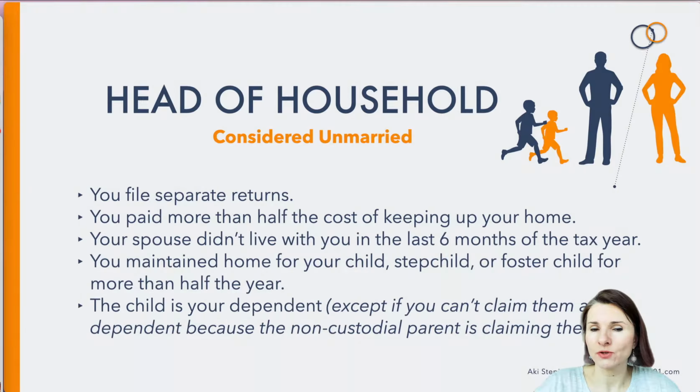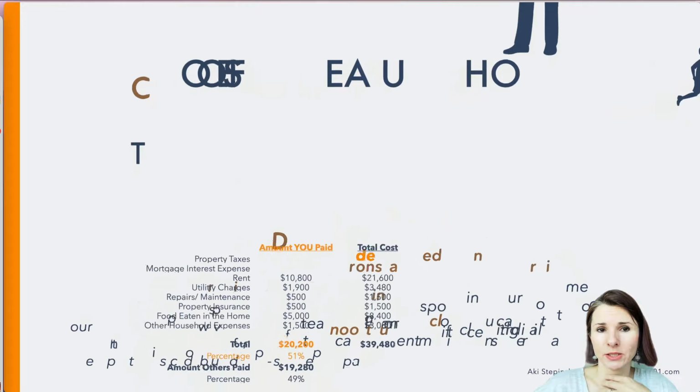So there are some exceptions for spouses who divorced. Maybe a previous spouse you divorced from, and the child is your dependent, but for that year the non-custodial parent is claiming them. So in that situation, it could be an exception. But that's what basically considered unmarried means. You're married, but you're not filing together. You paid more than half the cost of keeping up your home. Your spouse didn't live with you in the past 6 months, so that's important, and you have a home that you maintain for a child or a dependent.